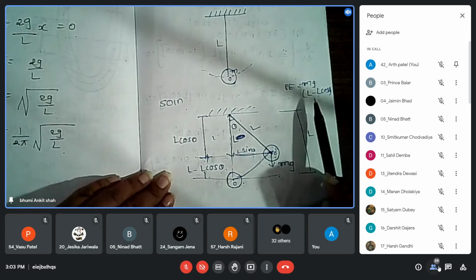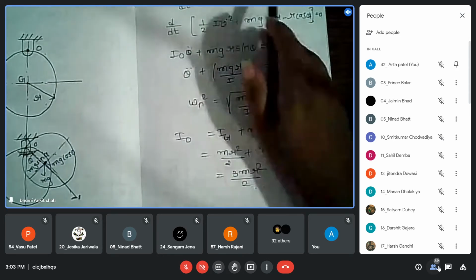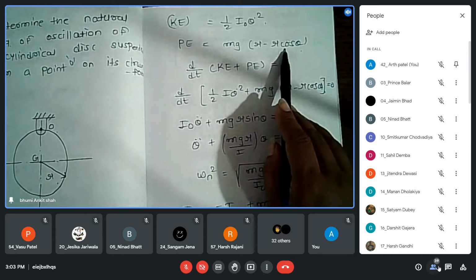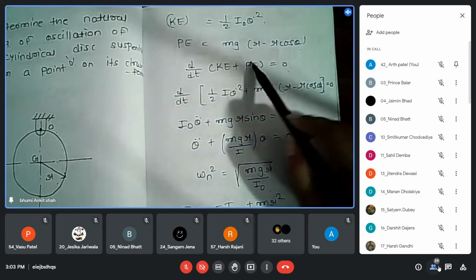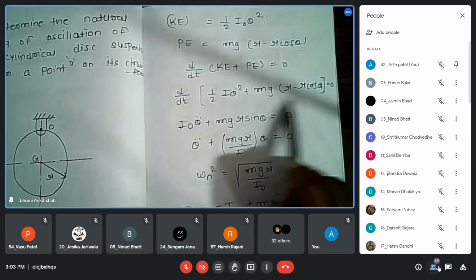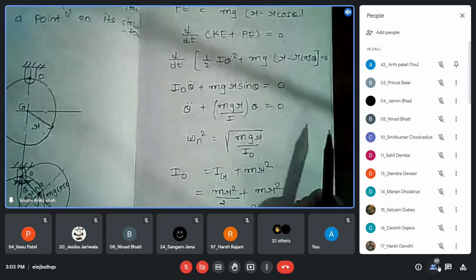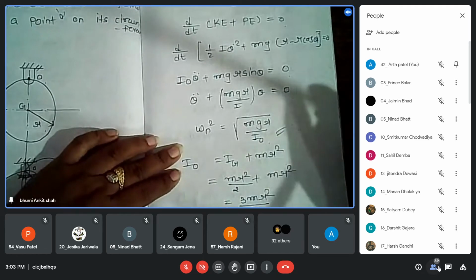Same way you can write for disk as, कहाँ पे गई disk ये रही, right? mg into R minus R cos theta. Now put this two energy over here, differentiate, find out omega n. Now, if you are solving your problem up to this point, it is correct, right?